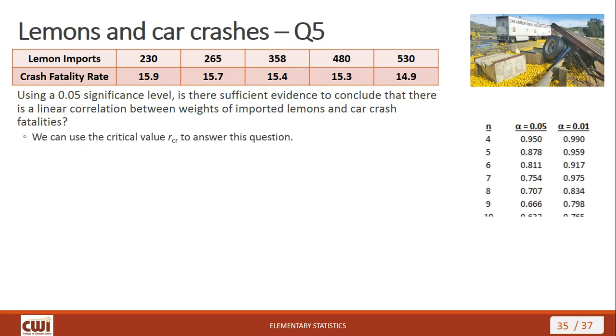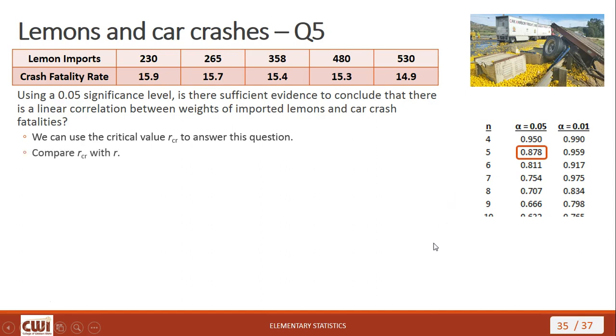So, going back, here's a cropped shot of our critical value table, and so we're going to find our critical R value here. Remember, we're using a 5% significance level, so we want this first column, and we have a sample size of 1, 2, 3, 4, 5 pairs. So that's going to give us a critical value of 0.878.